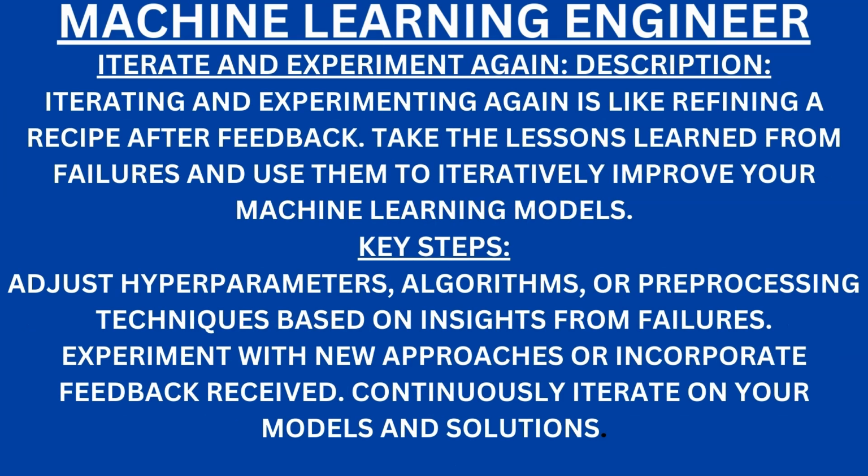Iterate and experiment again. Description: iterating and experimenting again is like refining a recipe after feedback. Take the lessons learned from failures and use them to iteratively improve your machine learning models. Key steps: adjust hyperparameters, algorithms, or pre-processing techniques based on insights from failures. Experiment with new approaches or incorporate feedback received. Continuously iterate on your models and solutions.